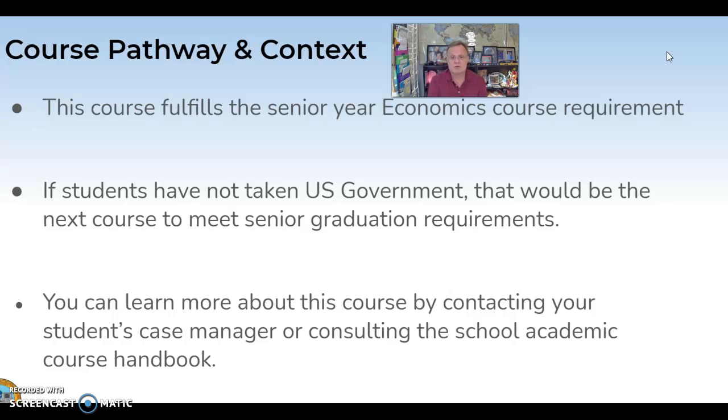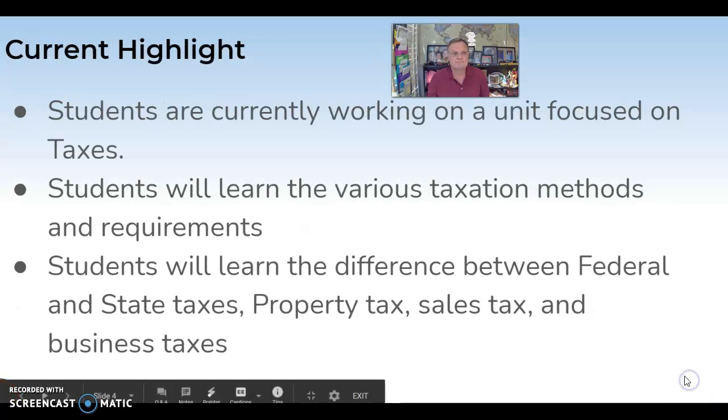You can learn more about this course and how it fits within the graduation requirements by contacting me directly as the class teacher. You can also contact your student's case manager, or you can consult the Student Academic Handbook, which is available online or available in paper copy as well.